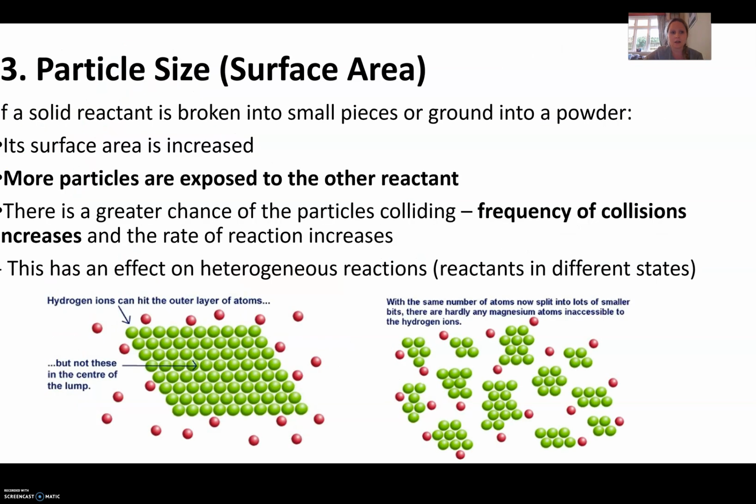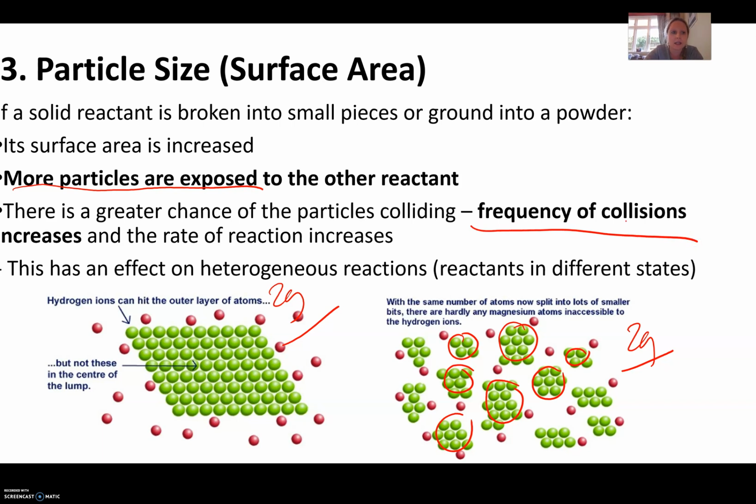Hopefully that makes sense. The next thing is surface area. So surface area is related to particle size. The smaller the particle, the greater the surface area. And it's really important that you say more particles are exposed to the other reactant, because it's still the same number of particles. So if we're comparing, this could be 2 grams of magnesium and this is 2 grams of magnesium. So still the same amount. It's just that more of this one is exposed to the other reactant, and therefore there'll be a greater frequency of collisions and a greater rate of reaction.